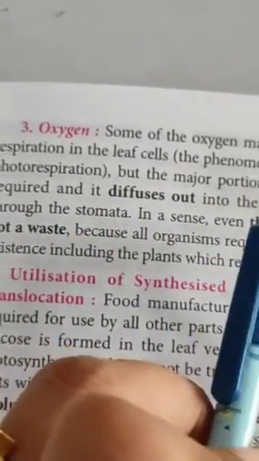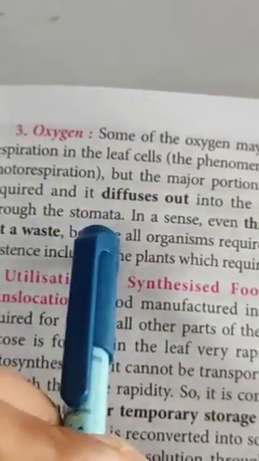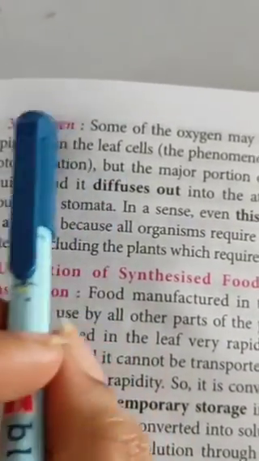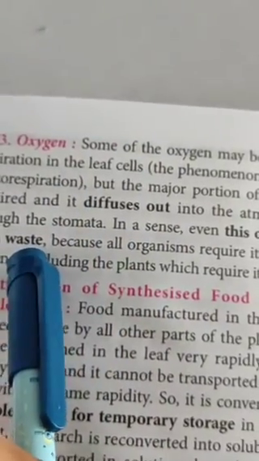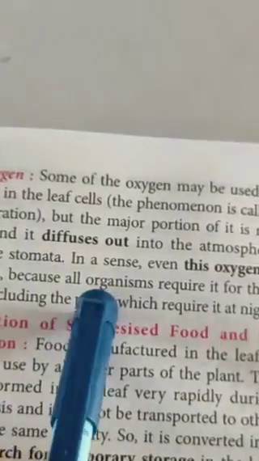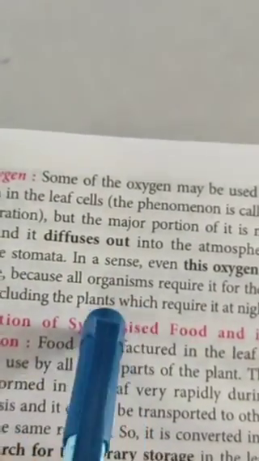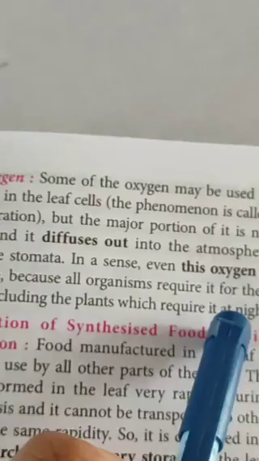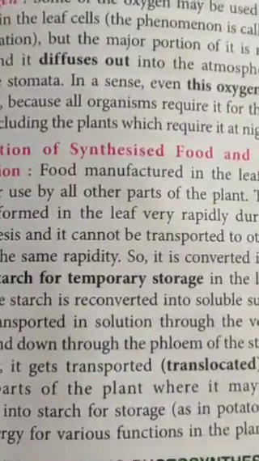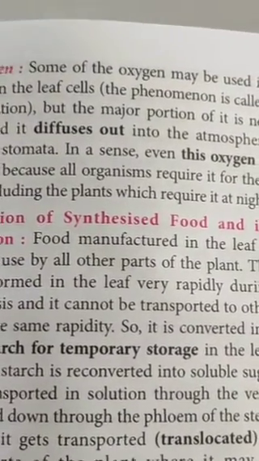So in a sense, oxygen is not a waste because all organisms require it for their existence. The plant does not use it all properly. The maximum oxygen is given out in the air, which is used by other organisms. Even the plant requires it at night because at night no photosynthesis is happening, so at night oxygen is required. The utilization of oxygen during the day time is simultaneous.